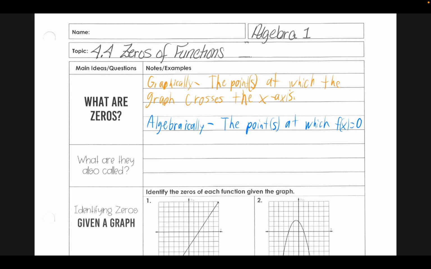Now, what are they also called? Other words for these are x-intercepts, for example, where it crosses the x-axis. They're also called roots or solutions. Sometimes they're called solutions as well.